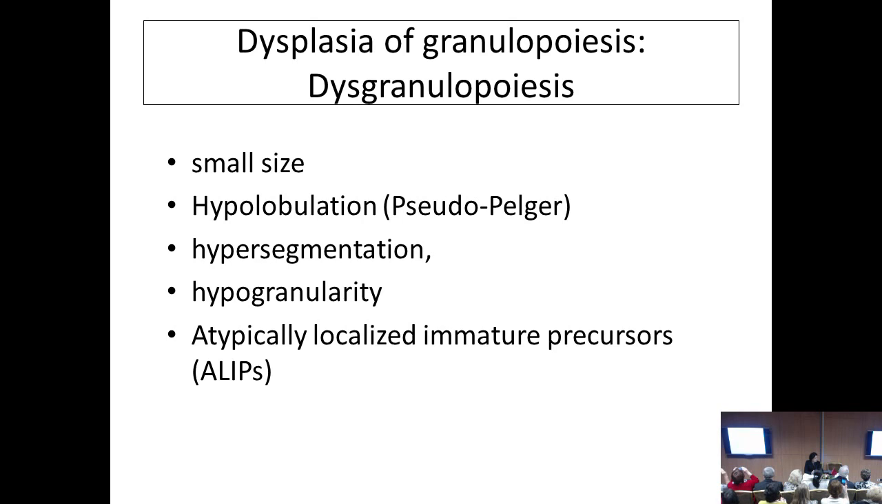So now let's turn to the dysplasia of the granulopoiesis, and these are small size of granulocytes, hypolobation, the so-called pseudo-Pelger formation, hypersegmentation, as we can see it from time to time in vitamin B12 deficiency, hypogranularity, also hypersegmentation and hypolobulation, both is possible, and also a topographic aspect. This is the atypical localization of immature precursors into the middle of the interbony area, the so-called atypically localized immature precursors, or the abbreviation is ALIPs.